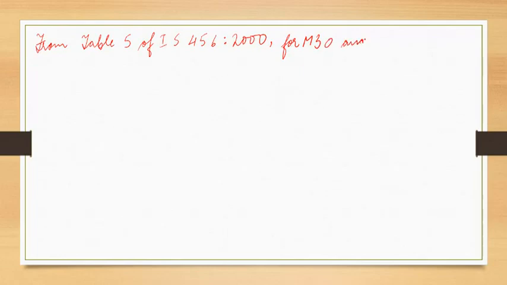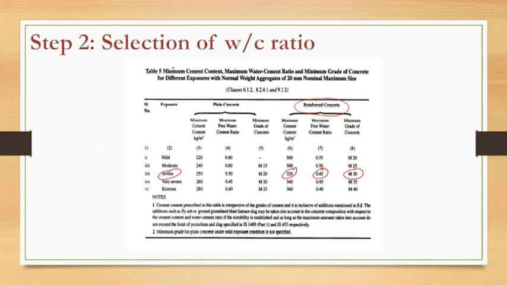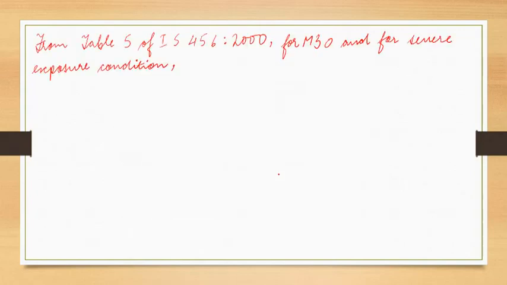Now let us come to the solution of step 2, that is the selection of water cement ratio. We can write down from table 5 of IS 456 2000, for M30 grade of concrete and for severe exposure condition, the maximum water cement ratio from the table we get as 0.45, and minimum cement content as 320 kg per meter cube. So let us write that down.